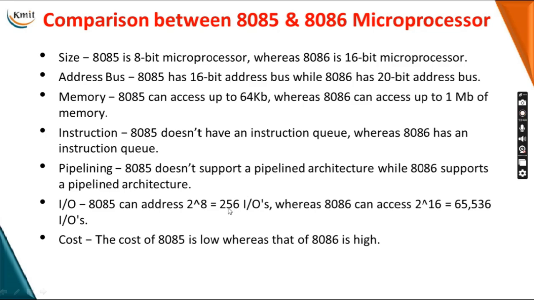Coming to the 8085, as we all know, it is an 8-bit microprocessor, nothing but 2 power 8, which is 256 IO lines, whereas the 8086 is a 16-bit microprocessor, which can access 2 power 16 IO lines, which is 65,536 lines. Comparing the cost, the 8085 is comparatively low, and the 8086 is comparatively high, as features are added.